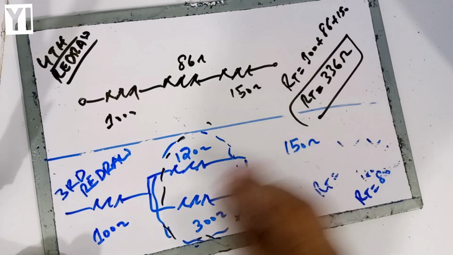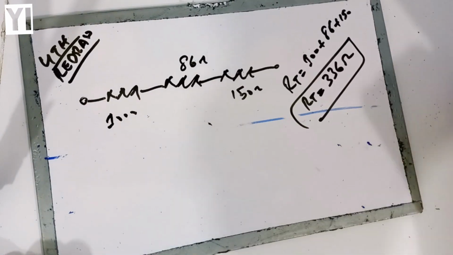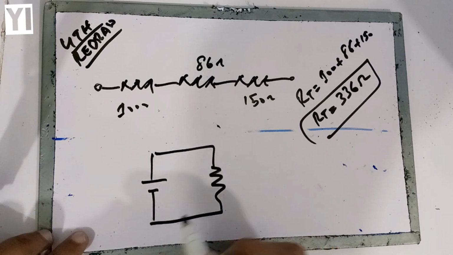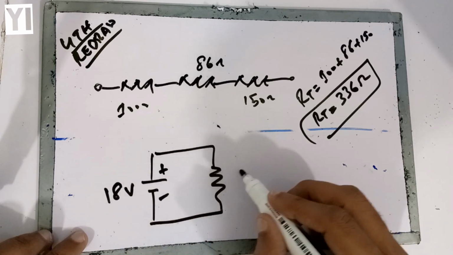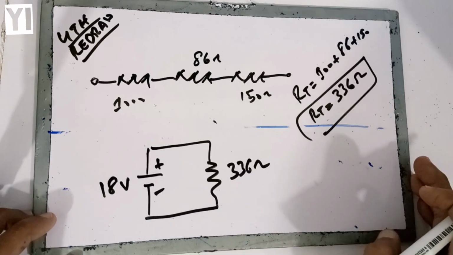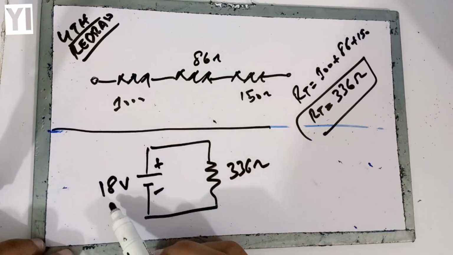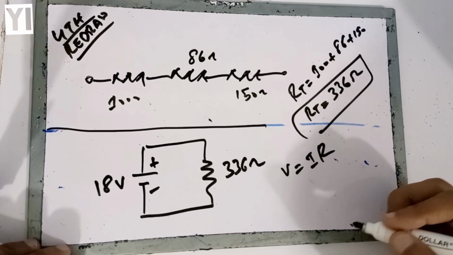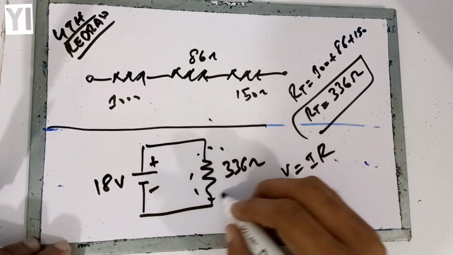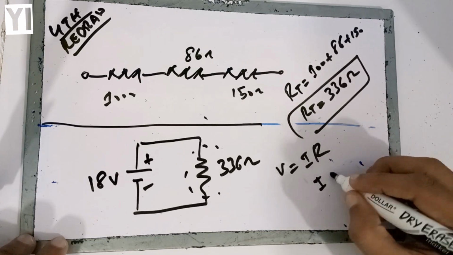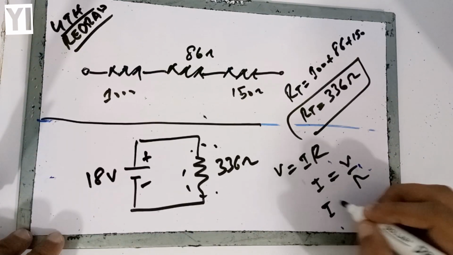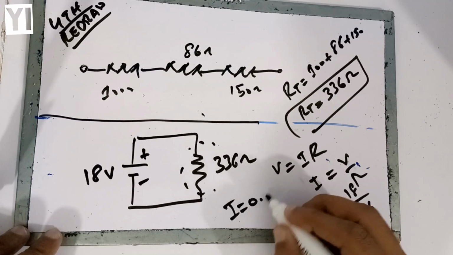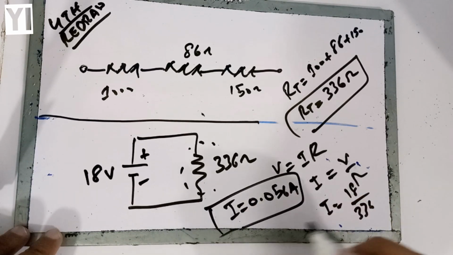So now our circuit will look like this. This is actually the situation of the circuit: 18 volt and a 336 ohm resistor. So now with this formula of Ohm's law, we have to calculate the current through this resistor. So the formula will be rearranged as V upon R. So I will be 18 upon 336. So that will be calculated as 0.056 ampere. Hope you have understood it.